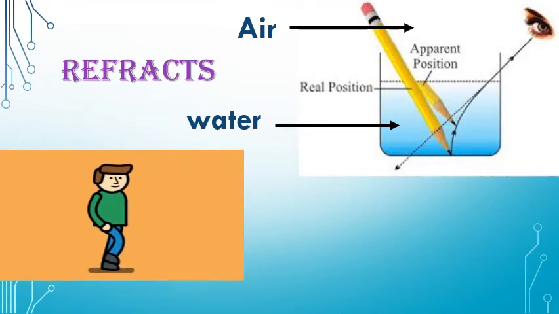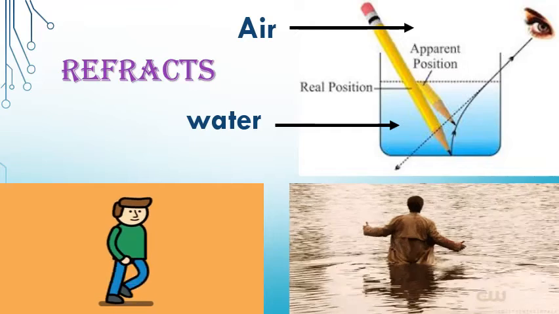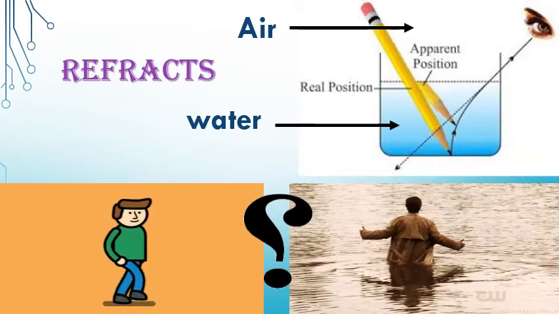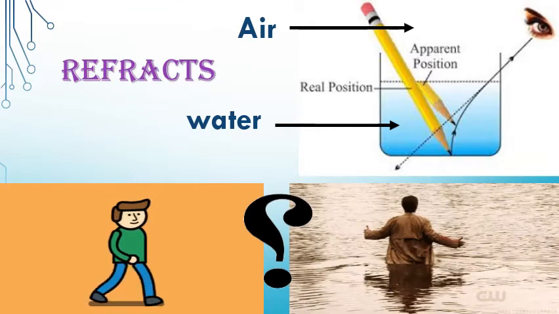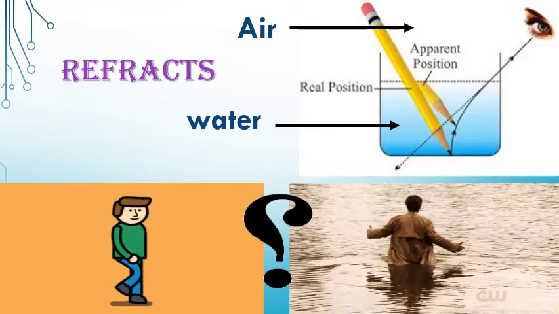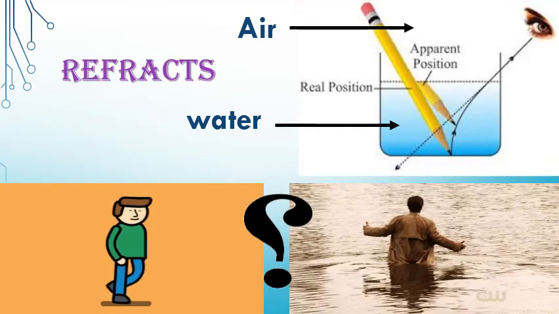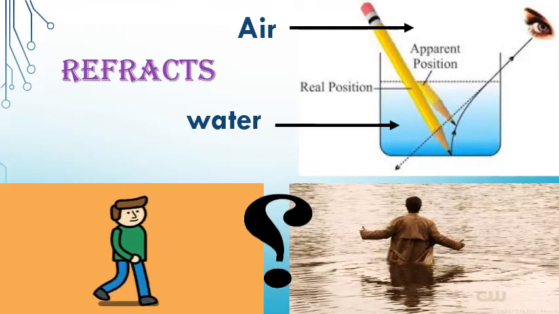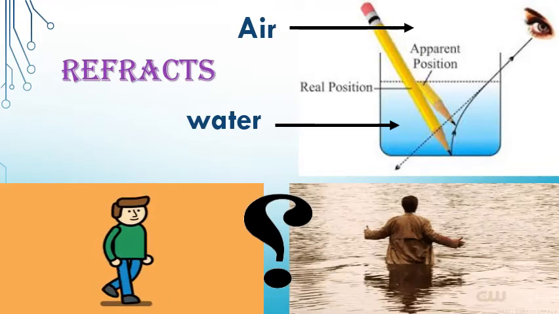It's like your speed in the air and your speed in the water. Does your speed change? Absolutely it changes. Your speed in the air is faster than in the water. The same happens with light. The light refracts, or changes its direction, when it passes between two different transparent media.